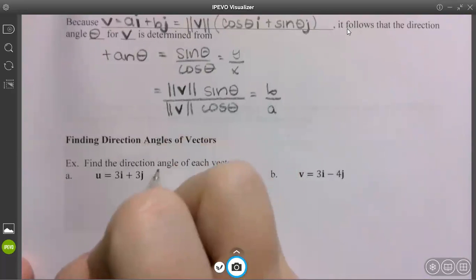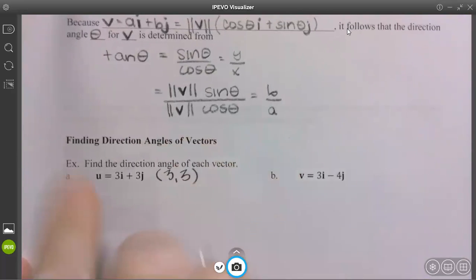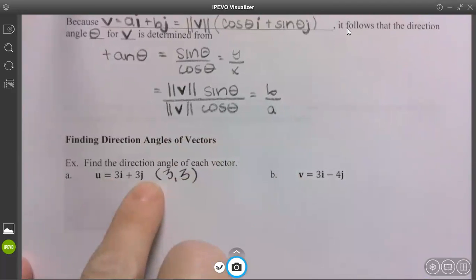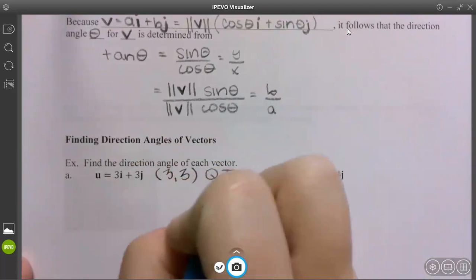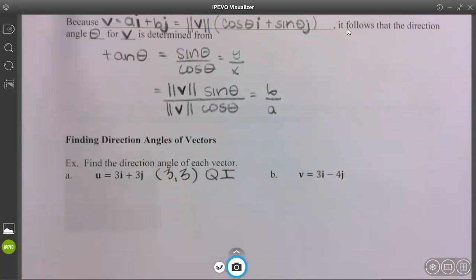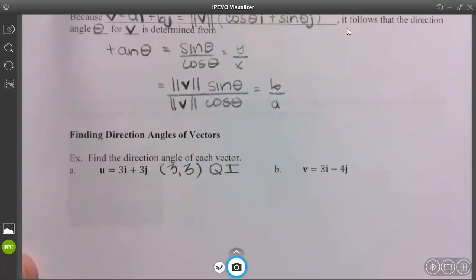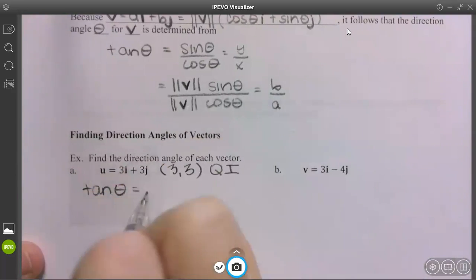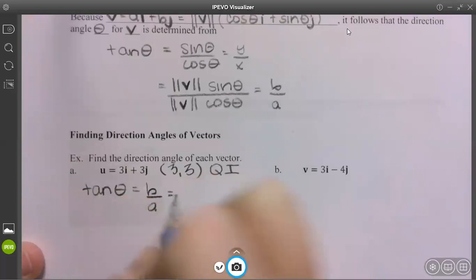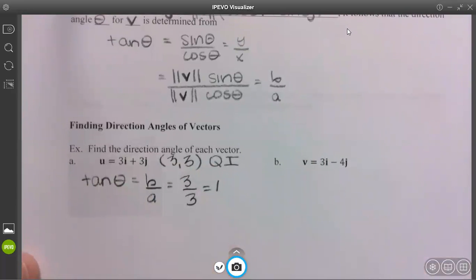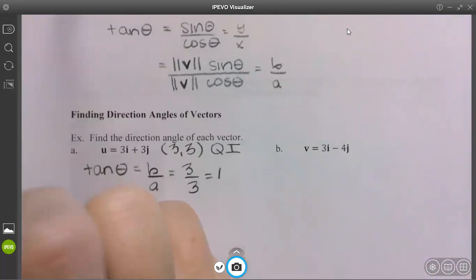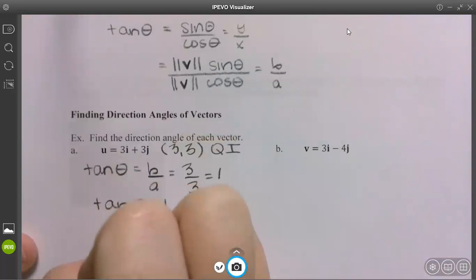So if we look, your coordinate is 3, 3, and that comes from these two numbers, your x coordinate 3, your y coordinate 3. And this is in quadrant 1. The reason that is important is because when you finish, what should you have? So our tan theta is going to be B over A or y over x, whichever one you want to do. In this case, they're both the same, which gives you 1. And then we have to figure out that equation. So we want to know the direction angle. So tan theta equals 1.